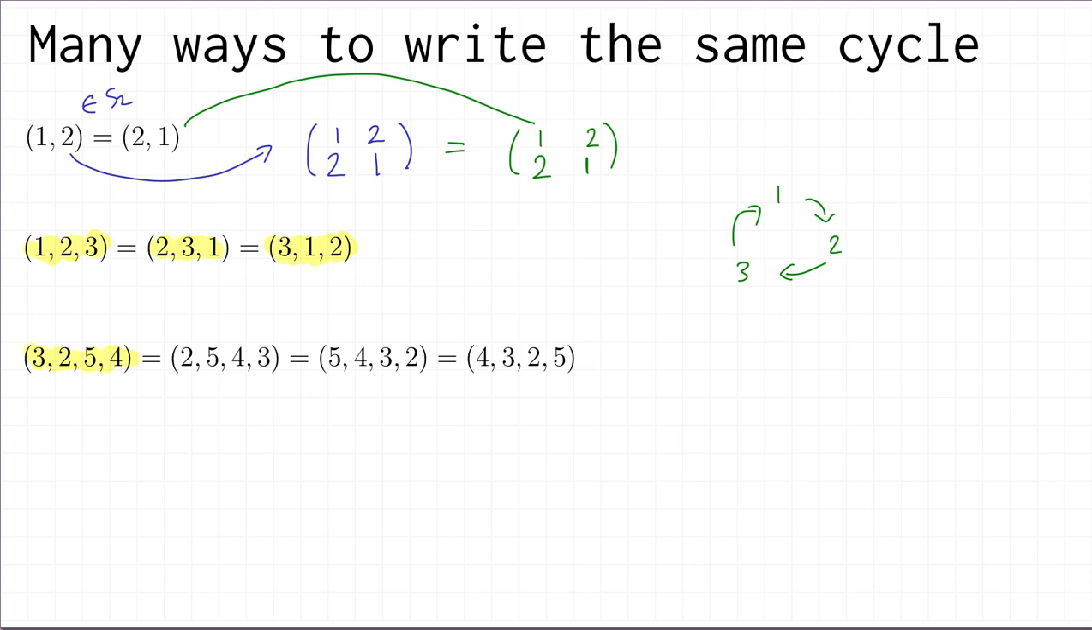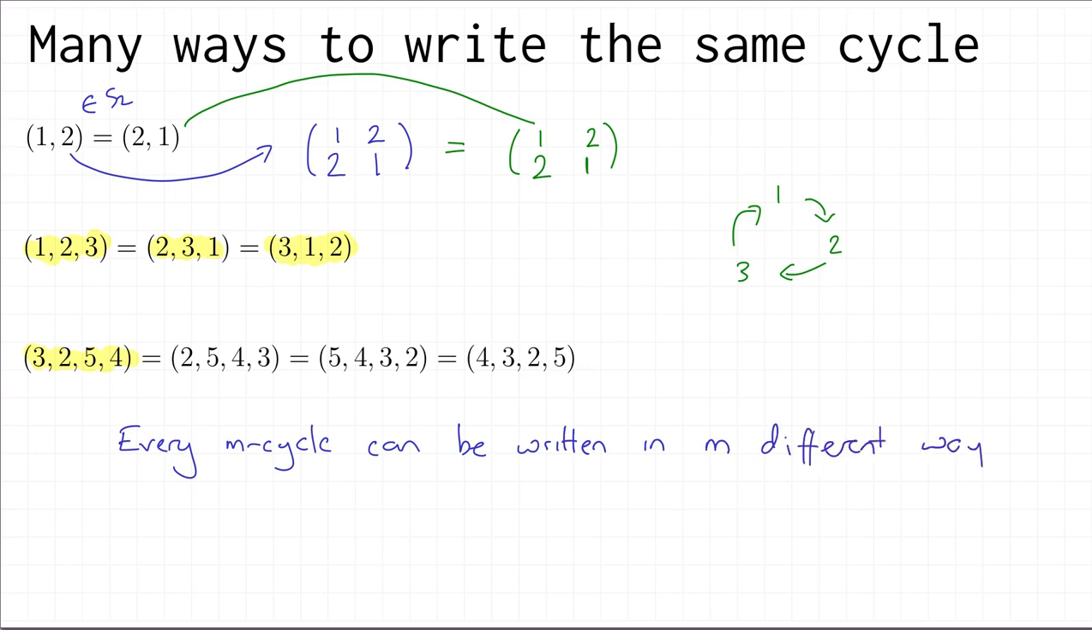Let's record this fact. So every m cycle can be written in m different ways using this cycle notation. And that's because you could simply choose to start your cycle notation at any point during the cycle.